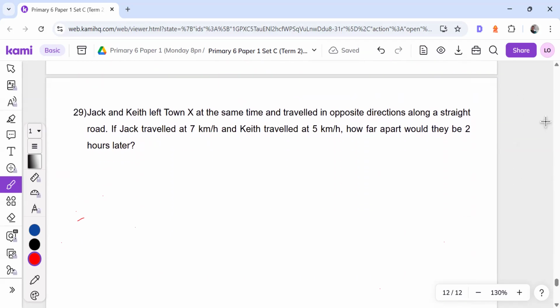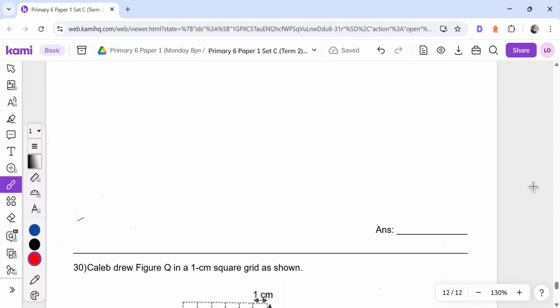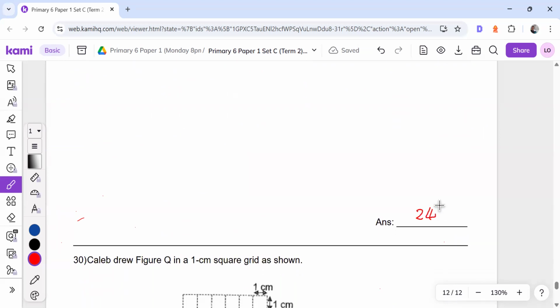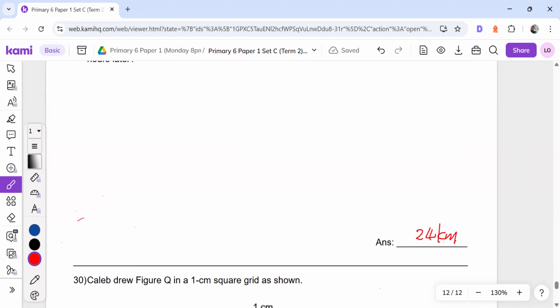Question 29. Speed problem. Now, those of you who have done the speed lesson already, you should know how to draw out the problem. So the answer is 24 kilometer.